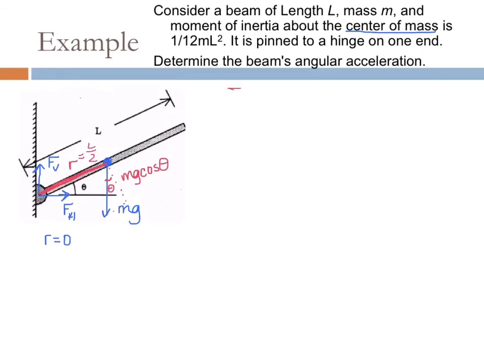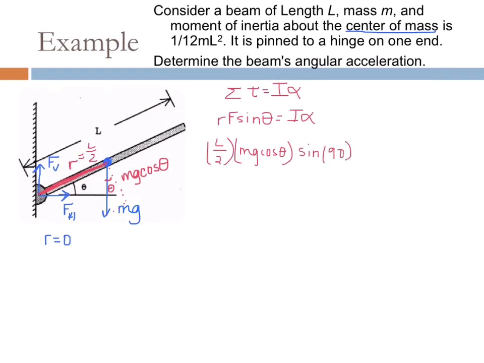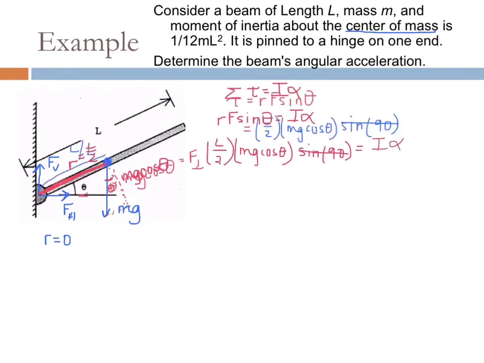So the sum of our torques is equal to the moment of inertia times the angular acceleration. So r F sine theta is equal to I alpha, and r is L divided by 2, F is mg cosine theta, and the angle between L divided by 2 and mg cosine theta is 90 degrees. They're already perpendicular, so this piece becomes unnecessary, equal to I alpha. Now again, what we're trying to do is solve for your angular acceleration.